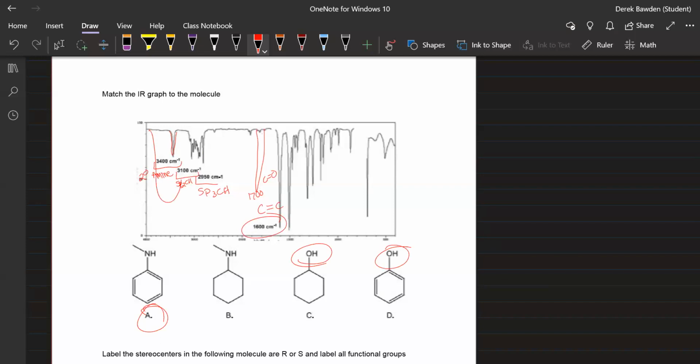That the alcohols do. Alcohol groups create a big, broad peak that's very to the left in our graph, very far this way, okay? Because we don't have that, we can eliminate C and D because there's no OH stretching, okay? Again, OH would look something like that, okay? And then we can eliminate B because there's no C double bond Cs, whereas A does.